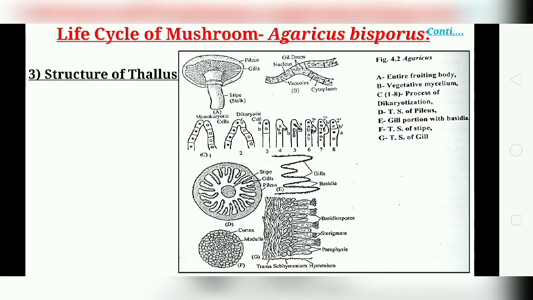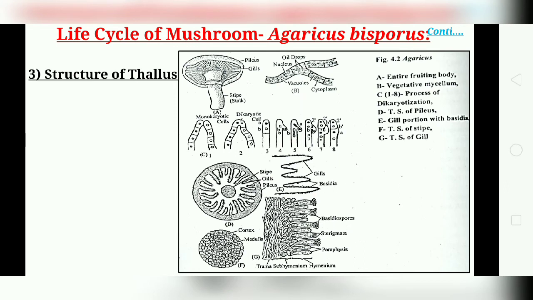So the gills are somewhat complex in internal structure and have three regions: the trama, subhymenium and hymenium. So it is given as three types. The first one, trama, is the central region of the gill. It has loosely arranged, interwoven hyphae. In the structure you can identify it.